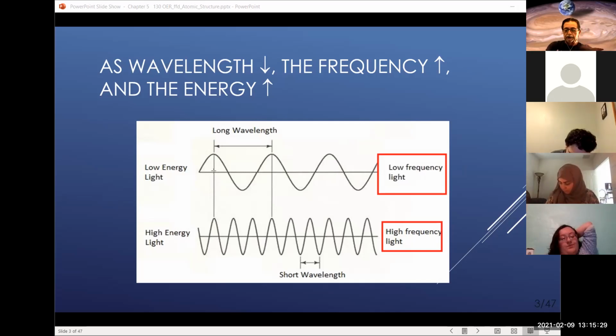Okay, so the result here, the whole thing is that low energy light has a long wavelength and a low frequency, whereas high energy light has short wavelength and high frequency.